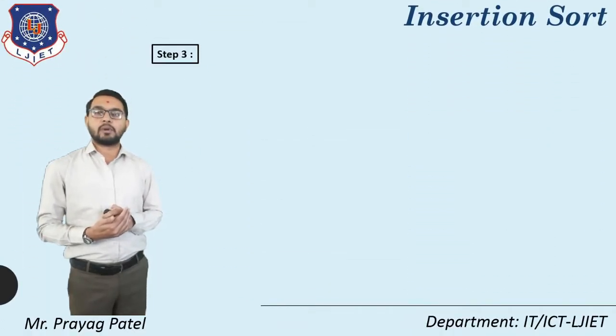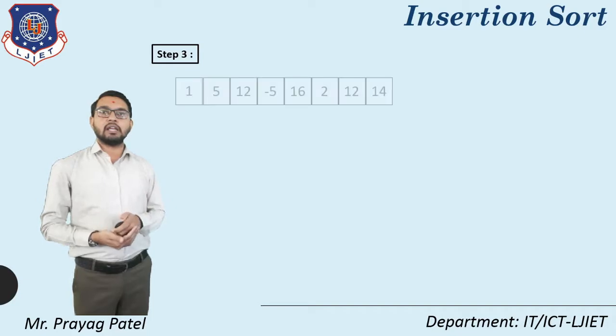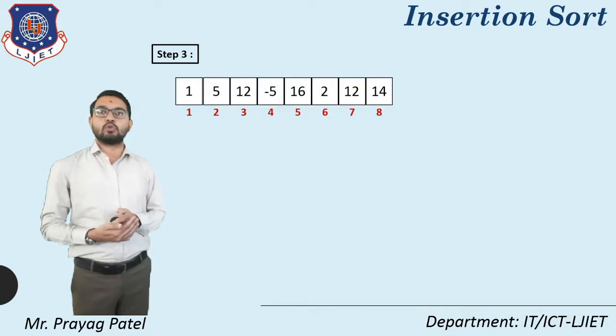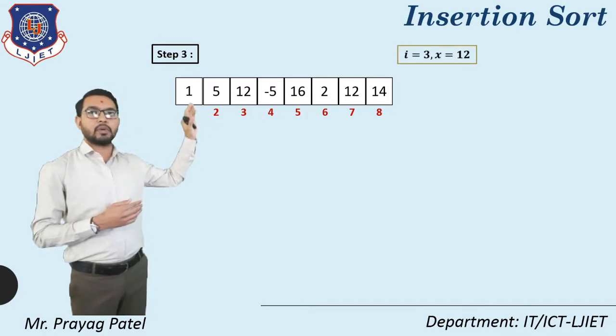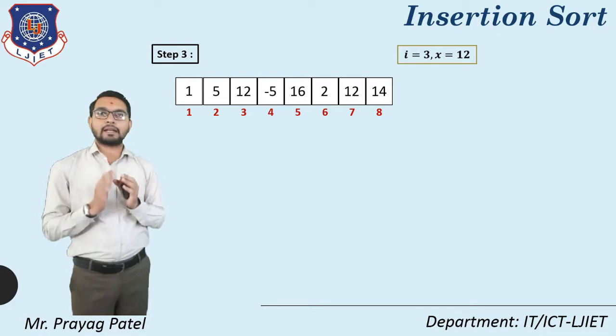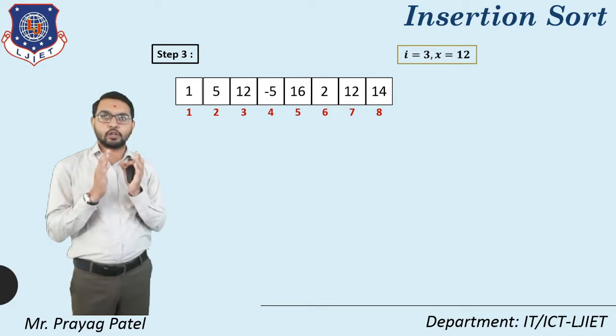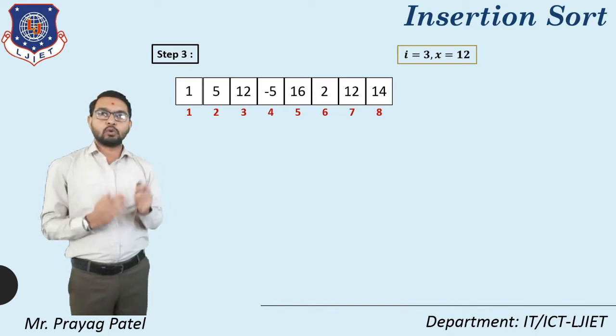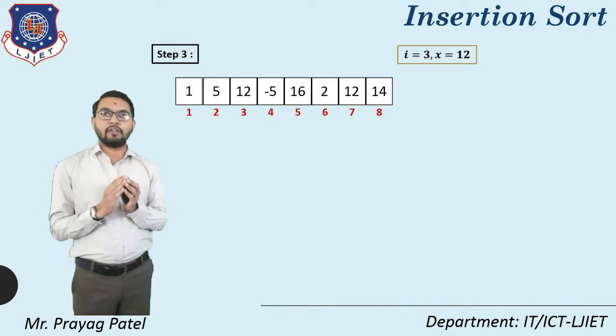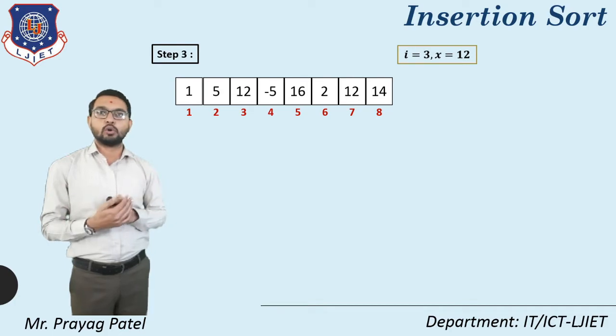Now consider step number 3. In step number 3, initially we can consider the first two locations as already sorted, because we performed steps 1 and 2. Now in step number 3, consider the value of i equal to 3, means consider your current location as location number 3. Now x equal to 12, because the location 3 value equals 12. So x equal to 12.